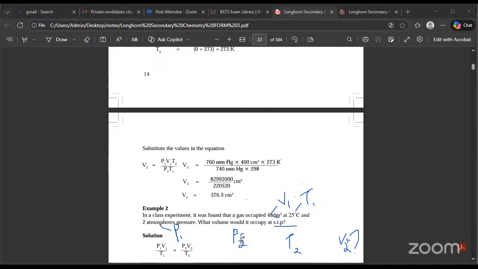Now, because ours is talking about STP, we know that the STP pressure is 760 mmHg. I'll show you how it is converted. That is very easy. And then for STP, the standard temperature is 0 degrees Celsius, which is also called 273 Kelvin.